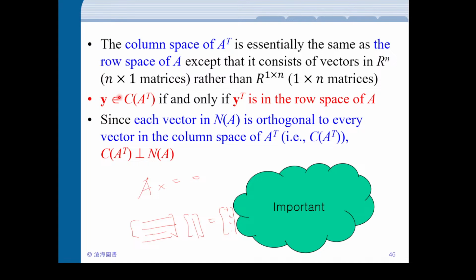And yeah, so this is something we saw at the beginning of today. The null space is the orthogonal subspace to the row space of A. And this is something we stated without proof.